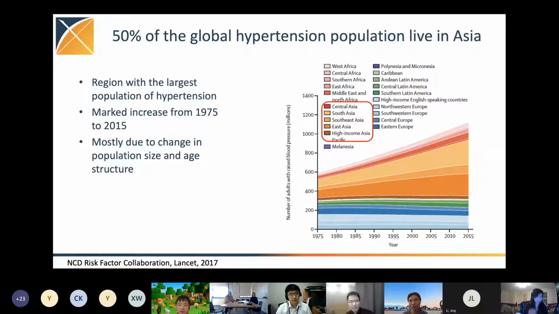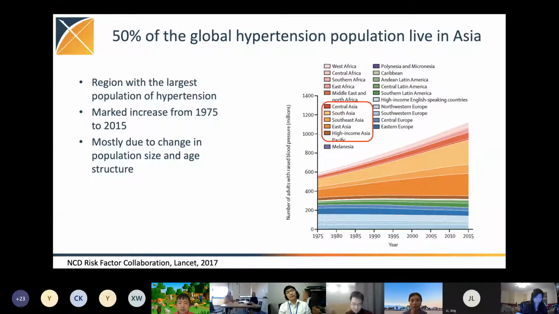And this presentation has been presented in the OHDSI APAC Symposium last year. But here, what I want to focus on is really the updated result since last December. And I just want to highlight the importance of hypertension in Asia.